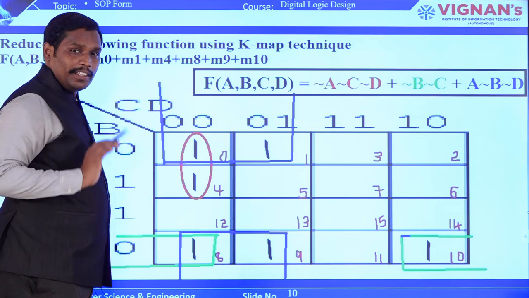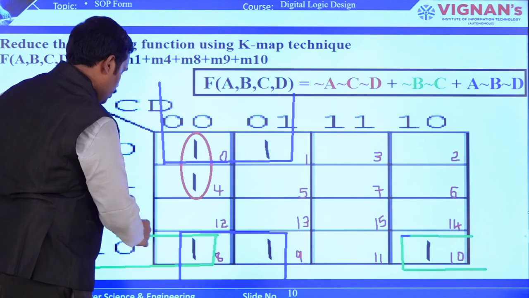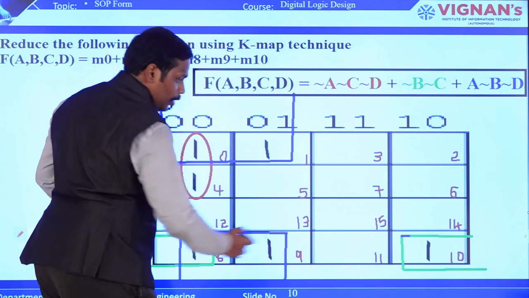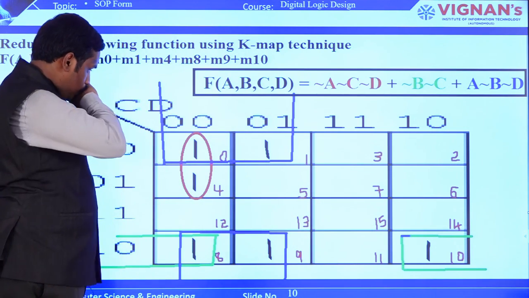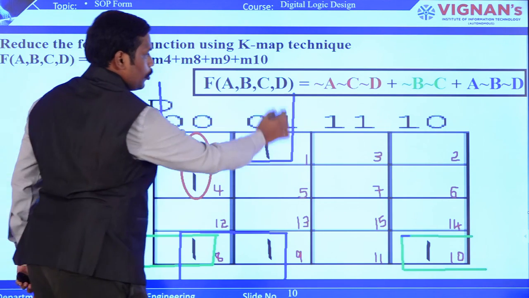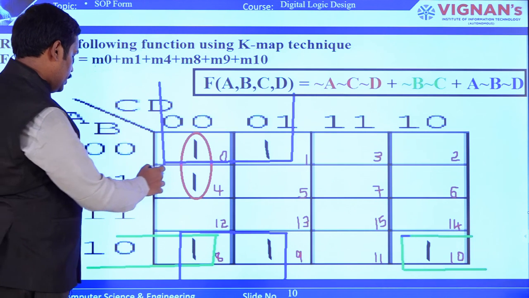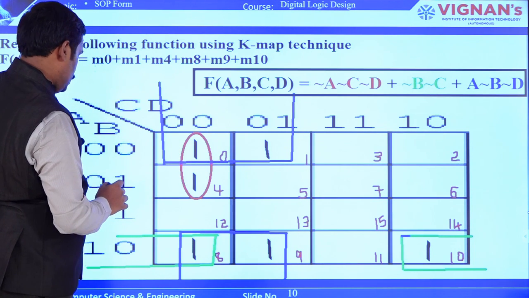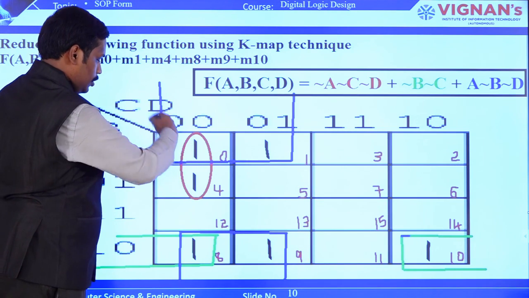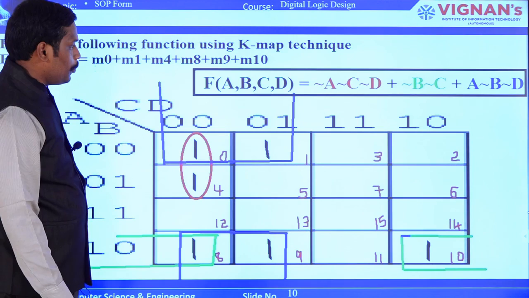these two can be grouped as a pair, right? These two can be grouped as a pair. In the same way, even these green ones, that is the corner ones, can be grouped as a pair. And now this one can be grouped as a quad, okay? So now you understood. This is a pair, this is a quad, and this is again a pair. So 2 pairs and 1 quad, okay? 2 pairs and 1 quad.